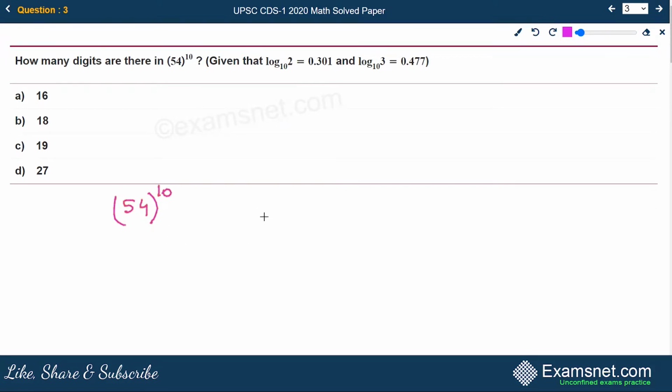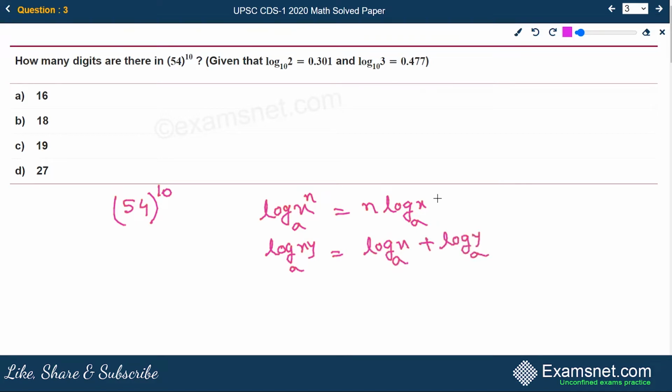Now the concept we are going to use here: log x^n to the base a can be written as n multiplied by log x to the base a. Also, log xy to the base a can be written as log x to the base a plus log y to the base a. These are the two logarithm rules we are going to use.